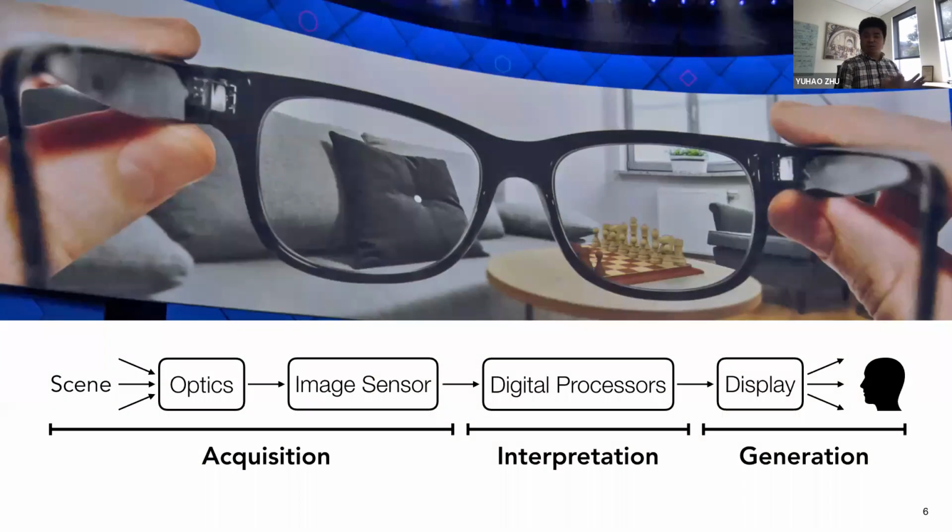To just show you what I really mean by acquisition, interpretation, generation, look at this AR device. This is an AR glass that you can wear, and it's going to draw the virtual chessboard and lay this on top of the table, which is in the physical world. So this is the true end-to-end pipeline, where lights from the scene come in and lights from the display enter your eyes. Lights in, lights out, right? That's the truly end-to-end pipeline.